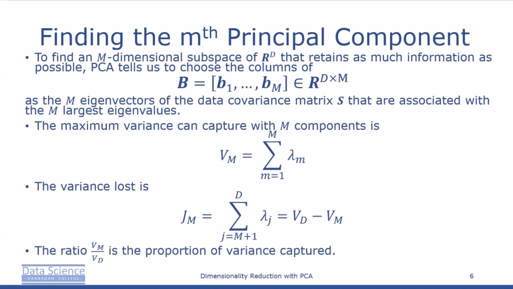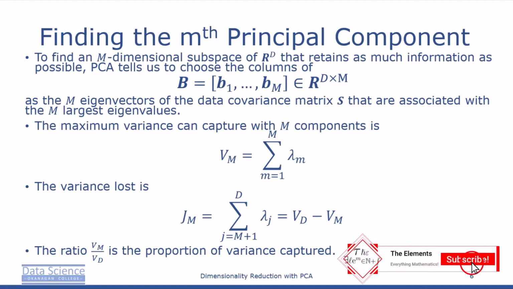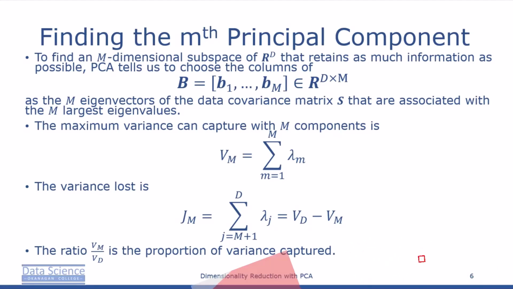Consequently, the variance lost by data compression through PCA is Jm, which is equal to the sum from capital M plus 1 to D of lambda j, which is equal to Vd minus Vm. And so the ratio Vm over Vd is the proportion of the variance that's captured, which means that the proportion of the variance lost is 1 minus Vm over Vd.